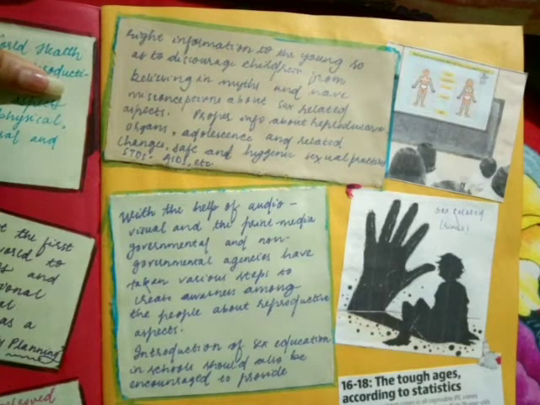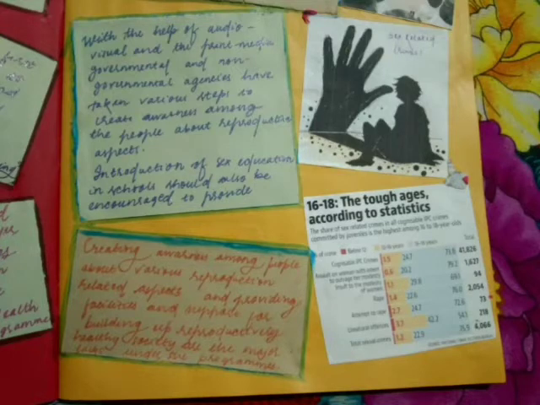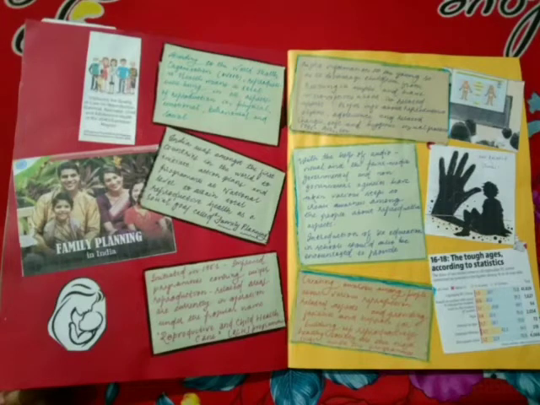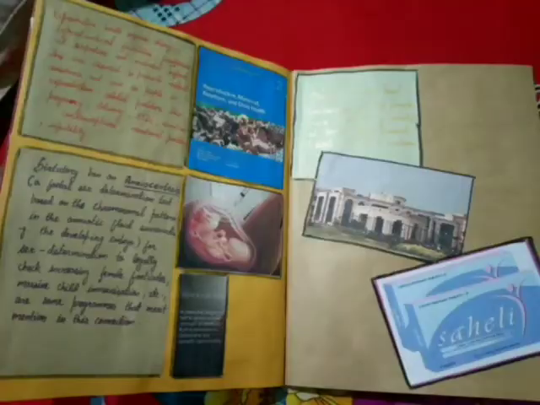Right information to the young, so as to discourage the children from believing in myths and having misconceptions about sex related aspects. Proper information about reproductive organs, adolescence and related changes, safe and hygienic sexual practices, STDs, AIDS, etc. With the help of audiovisual and print media, governmental and non-governmental agencies have taken various steps to create awareness. Introduction to sex education in school should also be encouraged to avoid sex-related crimes.